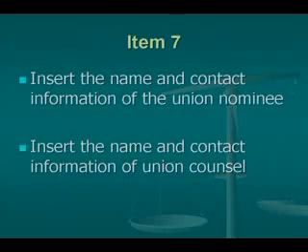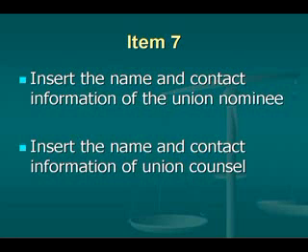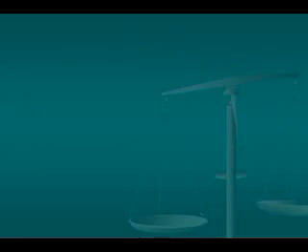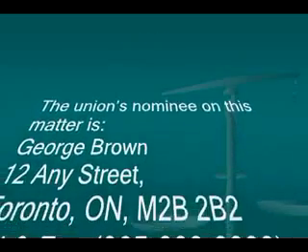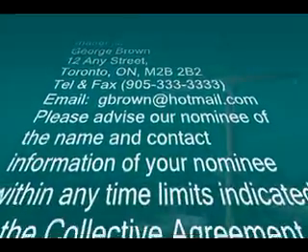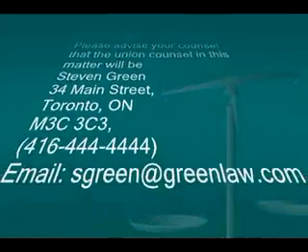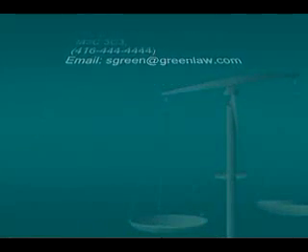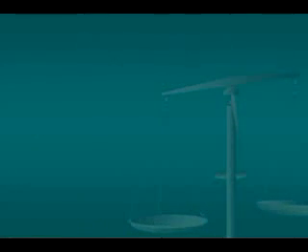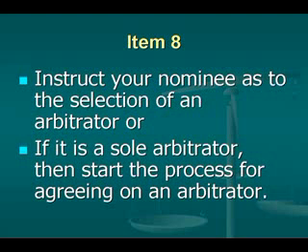Item number 7. Insert the name and contact information of the union nominee, if you have one. Insert the name and contact information of union counsel. This allows the employer counsel to get in touch with your counsel as the case gets closer to the arbitration. And it also allows the employer nominee to be in touch with your nominee in order to agree to an arbitrator.